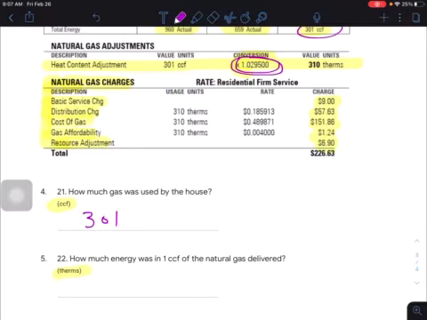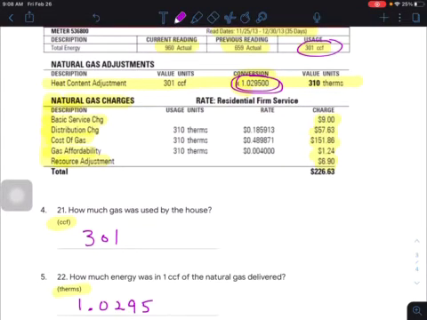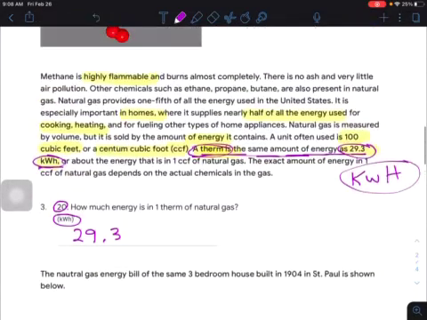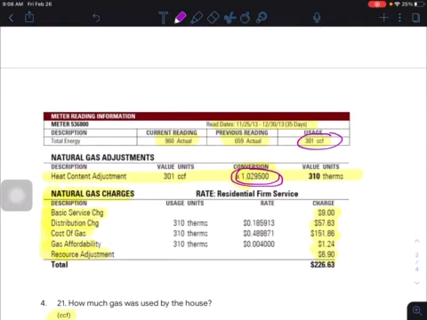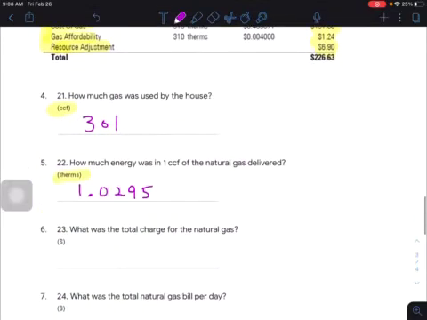1.0295. So it's not an exact 1-to-1 ratio between centum cubic feet and therms. This is where in the reading it says the exact amount of energy in 1 CCF of natural gas depends on the actual chemicals. So the amount of energy is a little bit more than a 1-to-1 ratio here between centum cubic feet and therms. This is pretty good natural gas, so it's a little bit more than 1-to-1 ratio.